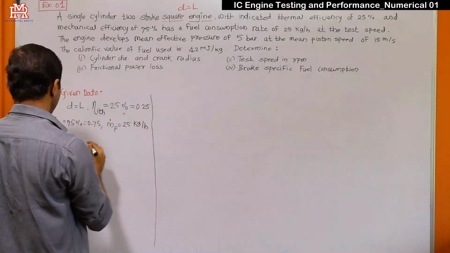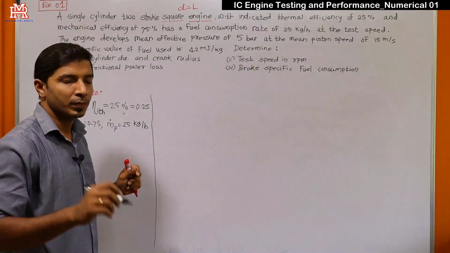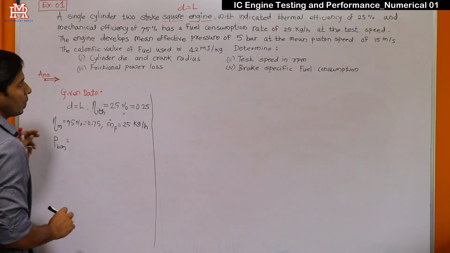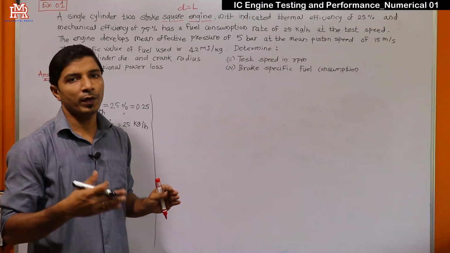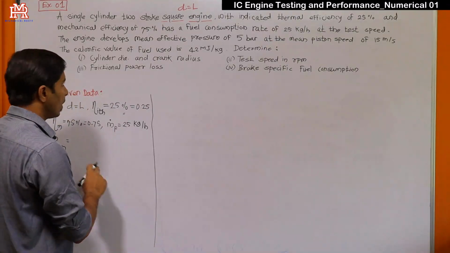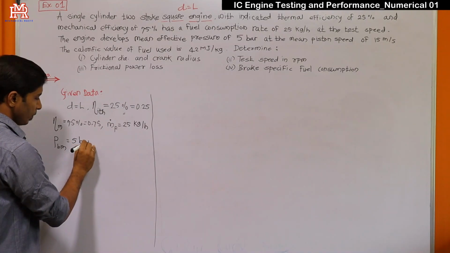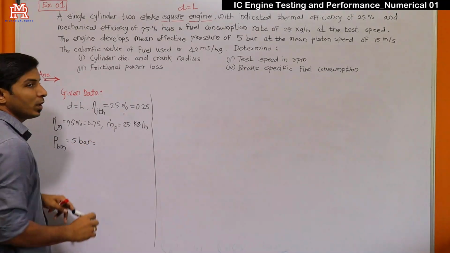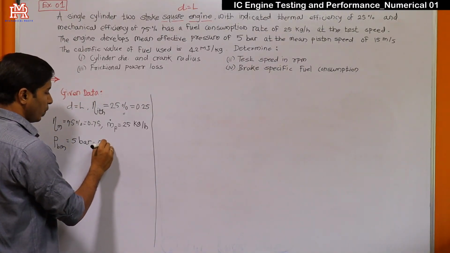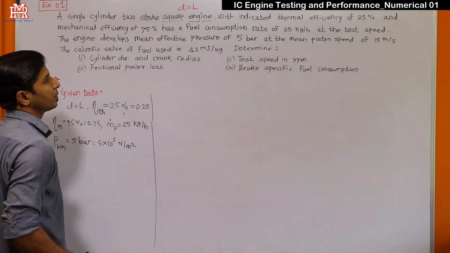at that time you have to consider this as brake mean effective pressure, meaning mean effective pressure available at the wheel or available to propel the vehicle. We indicate mean effective pressure with P m, and brake mean effective pressure P b m. So what has been given? Brake mean effective pressure, if it is not mentioned, then you have to consider this as brake mean effective pressure, which is given as 5 bar. You can convert this into Newton per meter square by multiplying it, so 5 into 10 raised to 5 Newton per meter square.